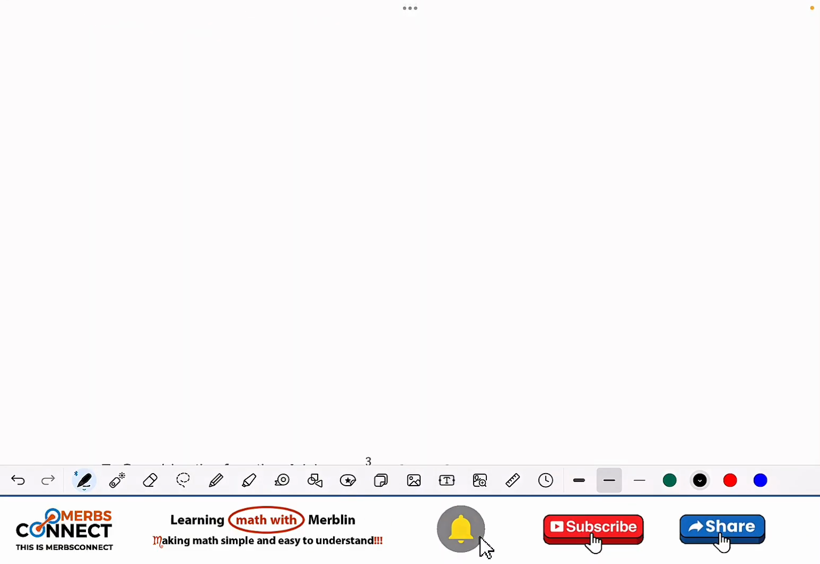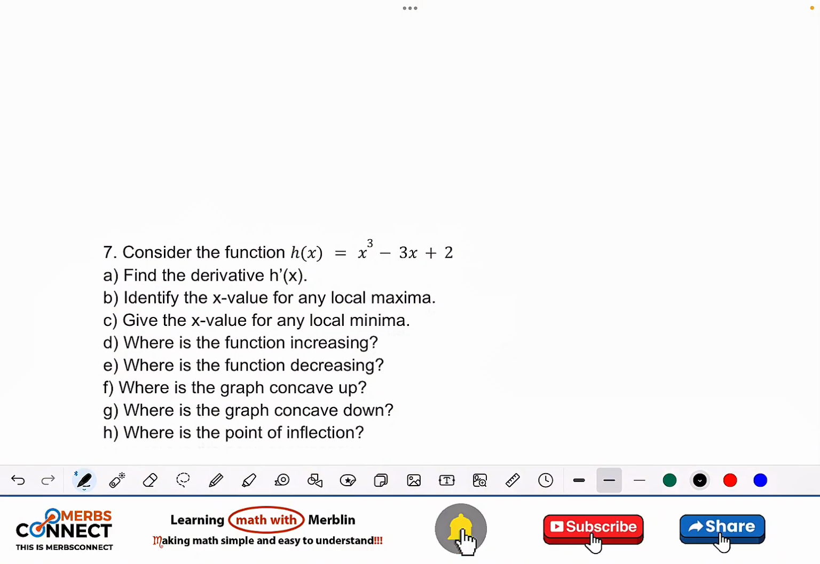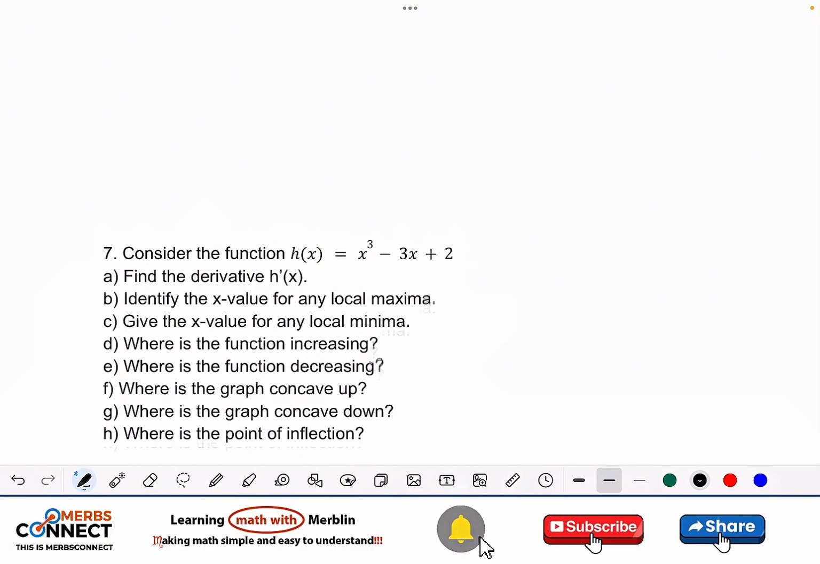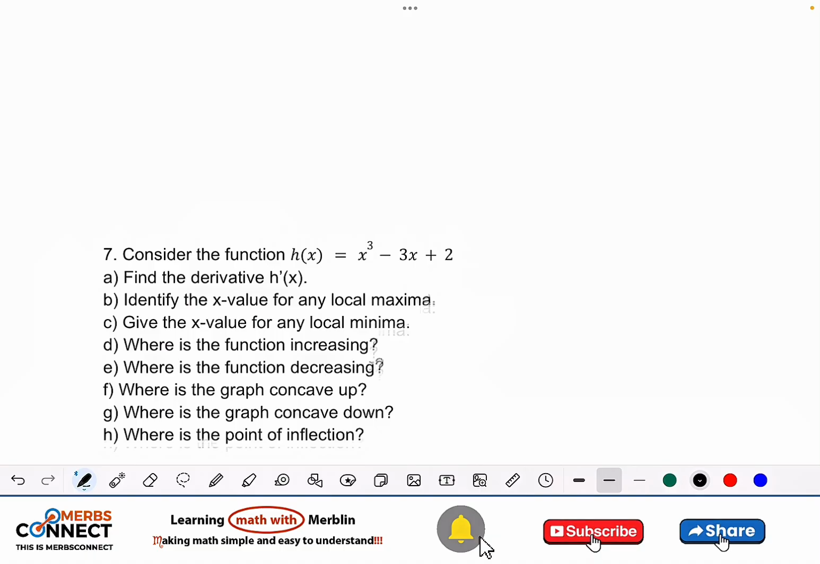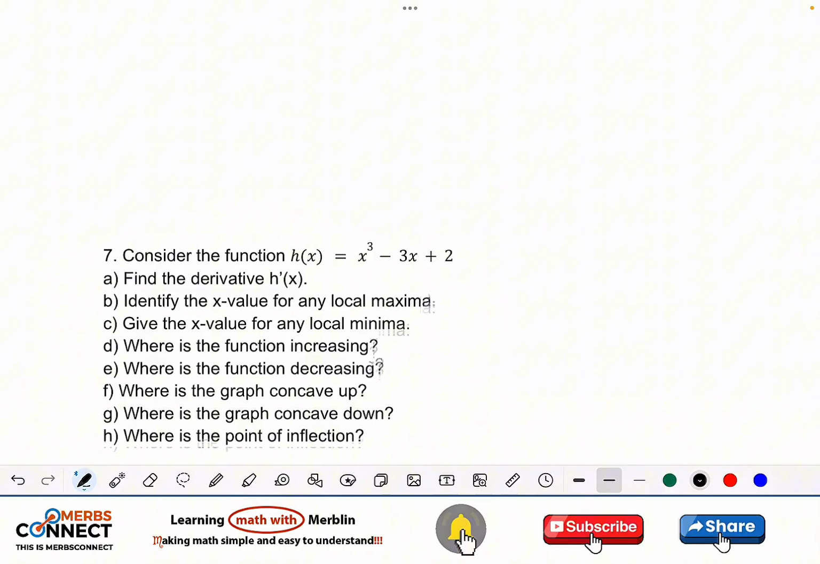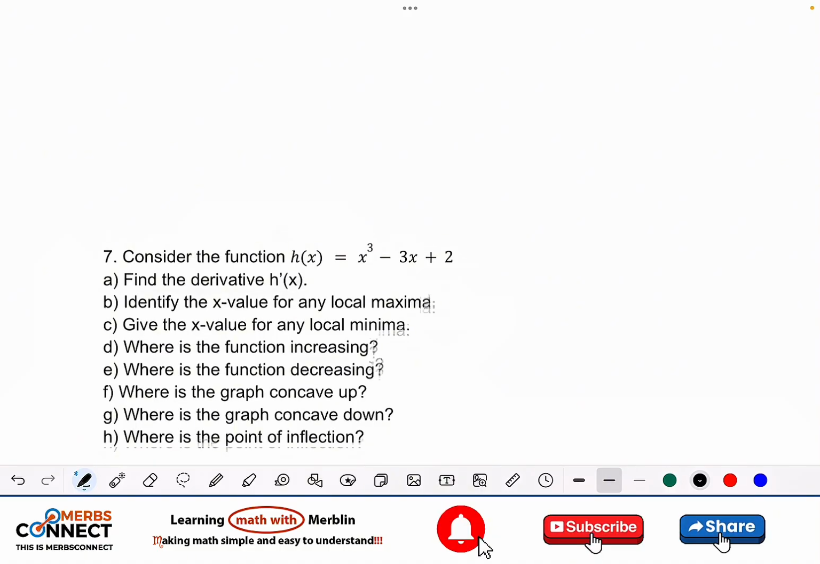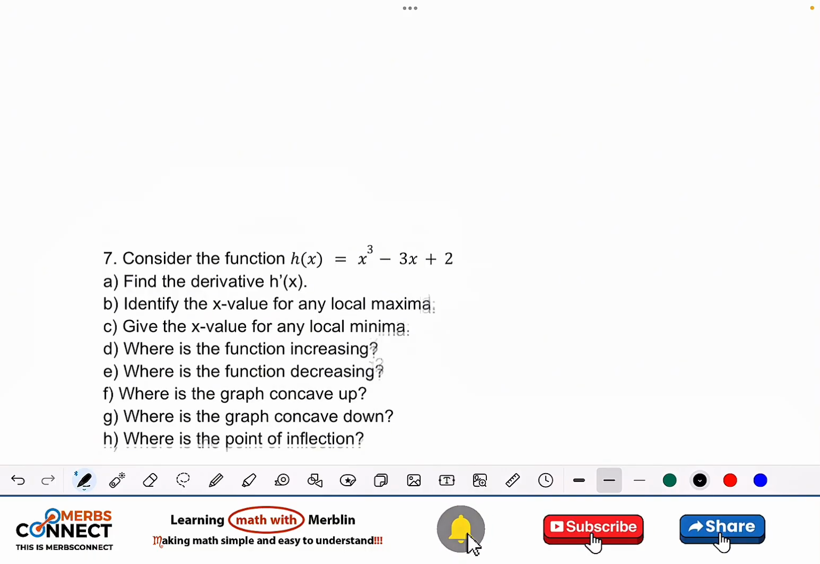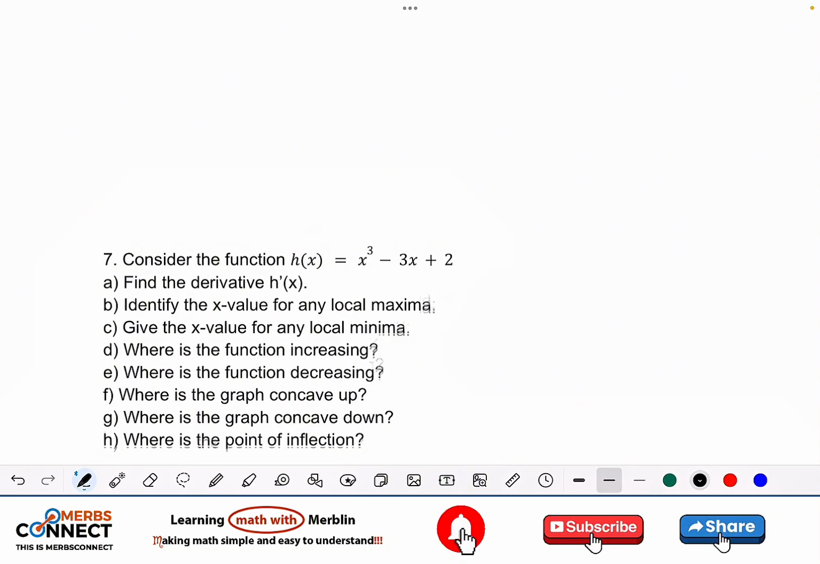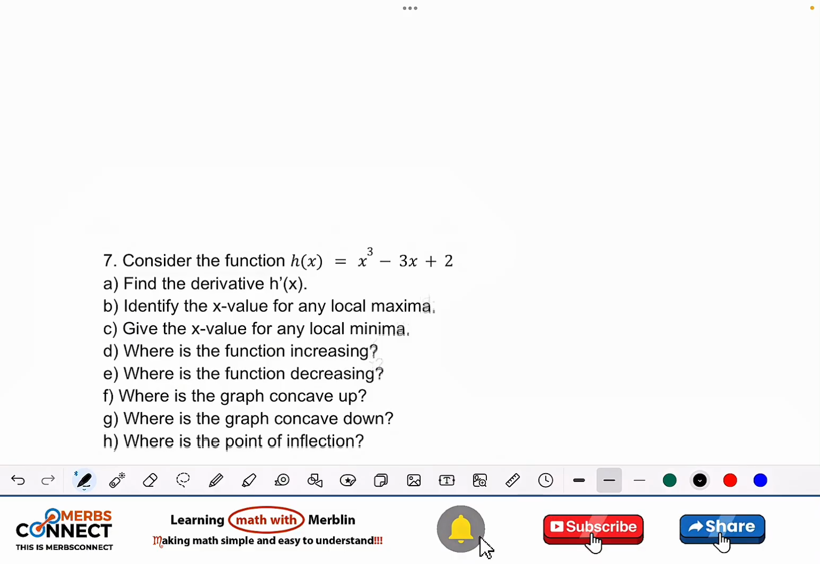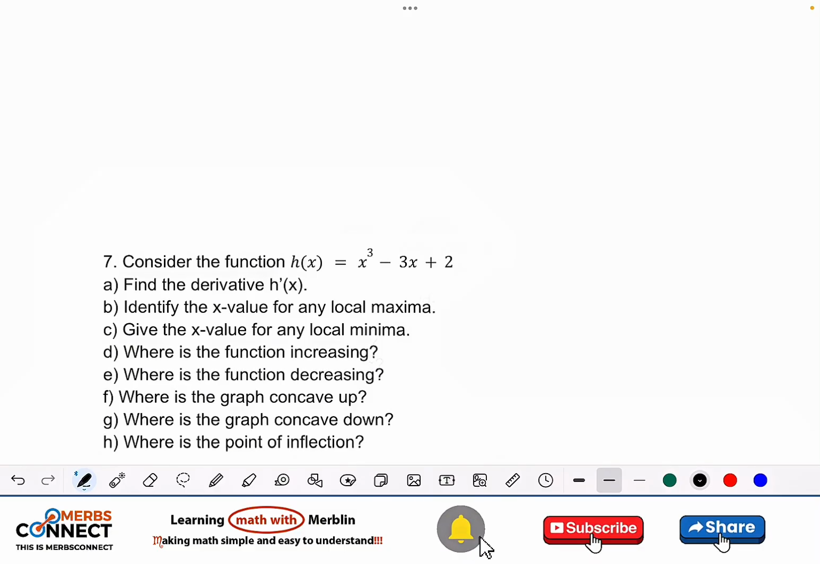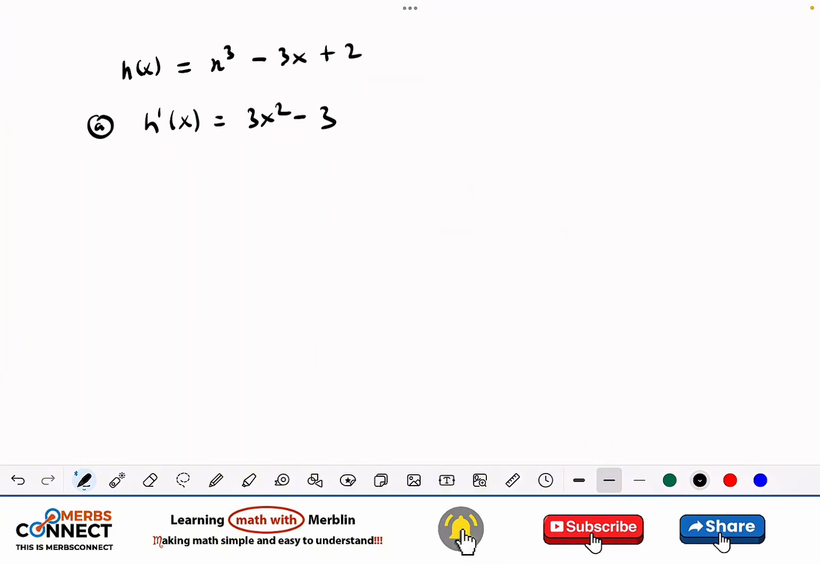So this is f prime, right? Then B is identify the x value for any local minimum and maximum, like we are finding the local maximum and local minimum. So for B, we want to find the minimum and the maximum, and then for C, we are looking for the minimum. So what we need to do is find a critical point before we can do that.